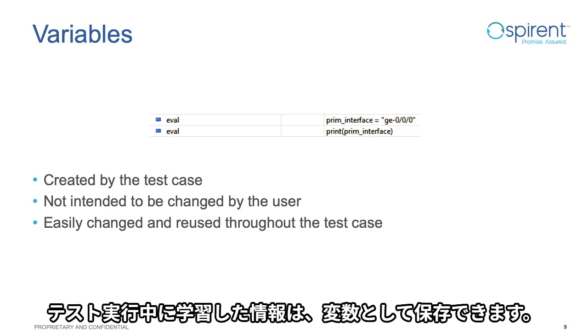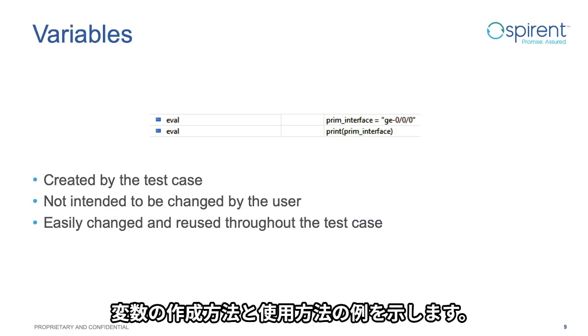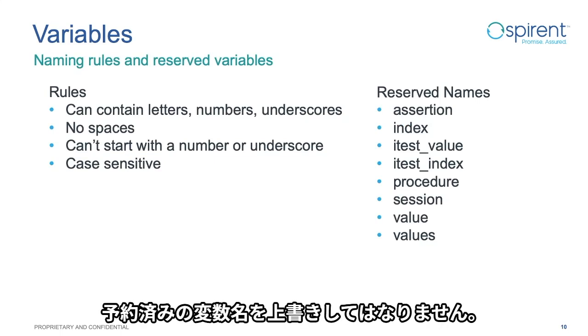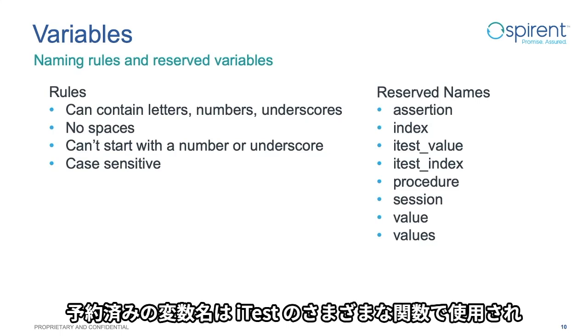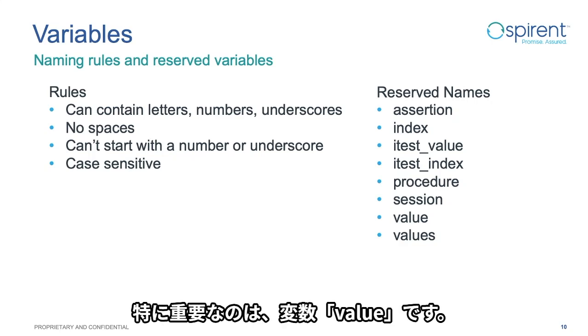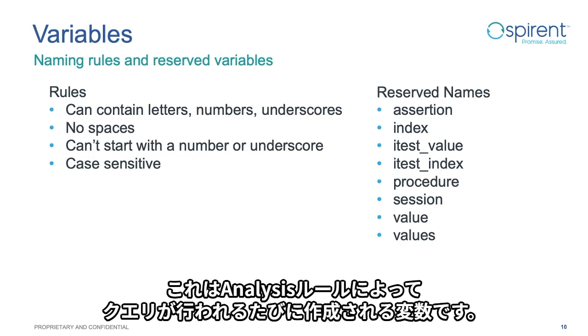Information learned during a test run can be stored as a variable. Here you see an example of how a variable is created and used. Variable names must follow these rules and must not overwrite a reserved variable name. Reserved variable names are used by various functions in iTest and could be overwritten. Of particular interest is the variable value. This is the variable created whenever a query is made by an analysis rule.